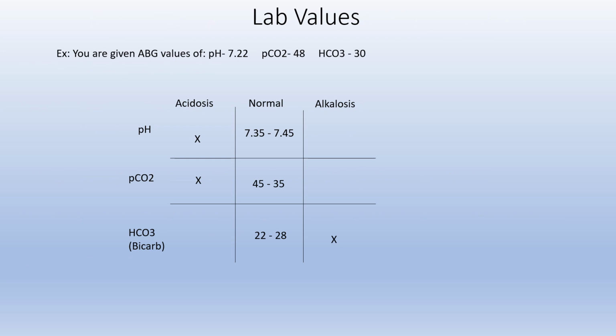So, example here, you're given arterial blood gas values of a pH of 7.22. 7.22 is below 7.35, so we put our X over here in the acidotic side. Carbon dioxide level of 48 is above 45, so again we put it over here in the acidotic column. Bicarb level of 30, it is above 28, so we're going to put that over here in the alkalosis side. So now we have some answers here. Now what do we do with this?